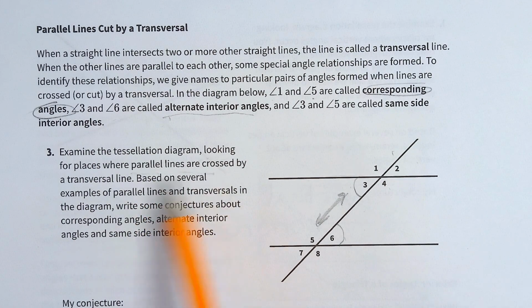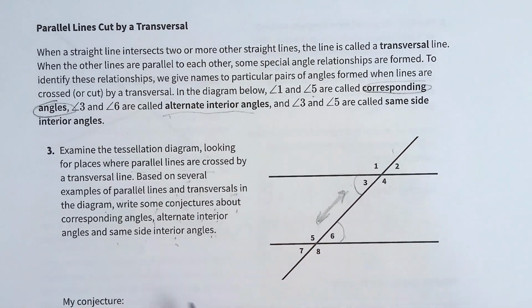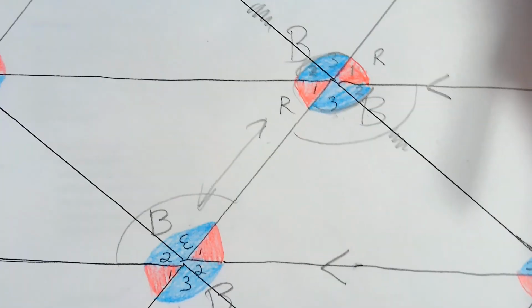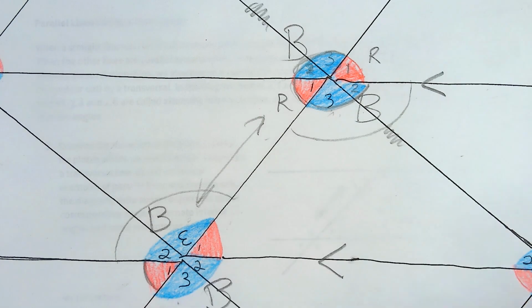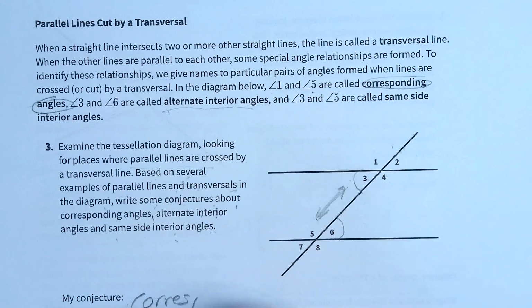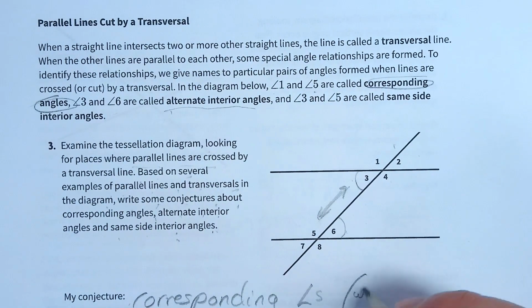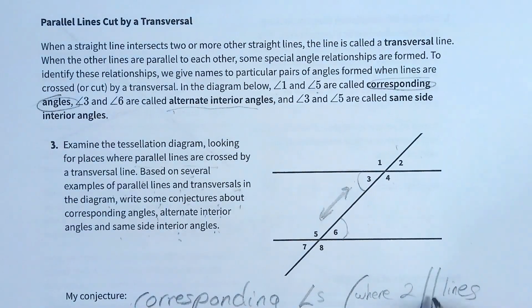Looking for places where parallel lines are, based on several examples of parallel lines and transversals on the diagram, write some conjectures about corresponding angles, alternate interior angles, and same side interior angles. Okay. First, corresponding. Now these are conjectures so far because I'm not going to prove them right now, but maybe in the next lesson. So those are corresponding. They're both red. They're both angle 1. That's the symbol for parallel.